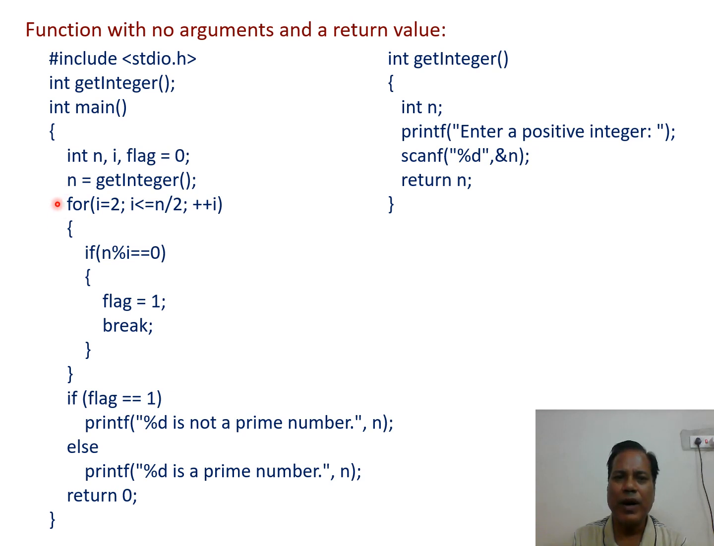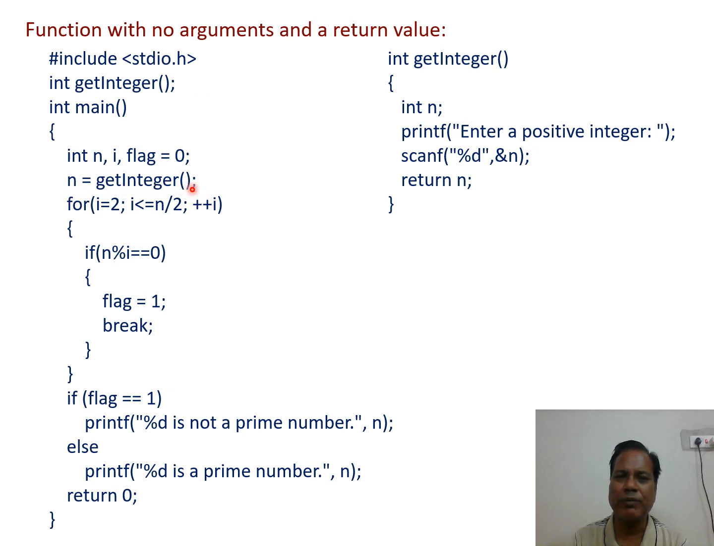Then for i = 2; i <= n/2; i++. What is the procedure for checking whether the number is prime or not? We already have discussed that. So that number is taken in and checked whether it is a prime number or not, and then the result is displayed.